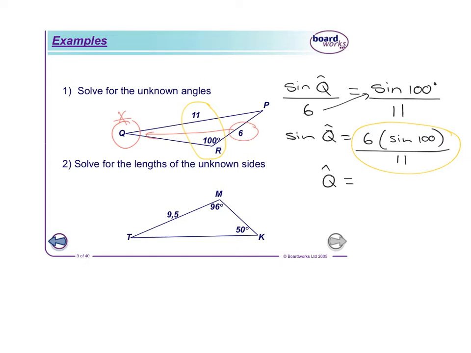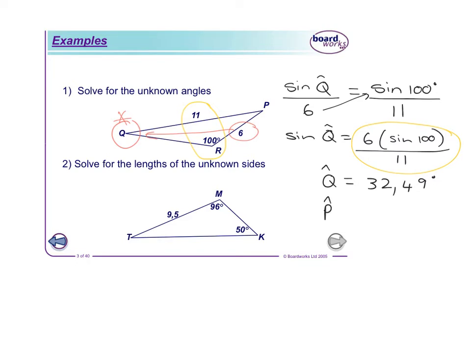So I get here that Q is 32,49 degrees. So then now I've got 100 degrees, I've got 32,49 degrees. So then I can use my angles of a triangle and I can work out angle P.